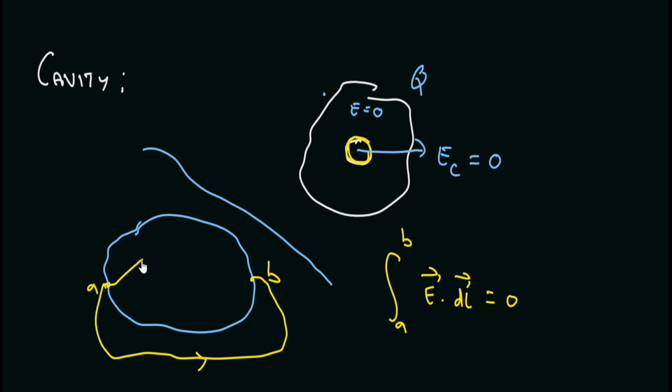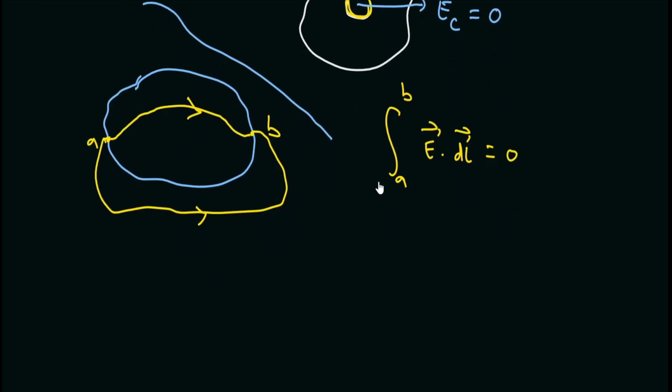Now, let us take some other path which passes through the cavity, like this. As we know, the line integral is independent of the path. If we go along the path that passes through the conductor and find that the line integral is equal to 0, then the line integral through the cavity must also be equal to 0. Therefore, the line integral through the cavity, E dot dl, must also be equal to 0.